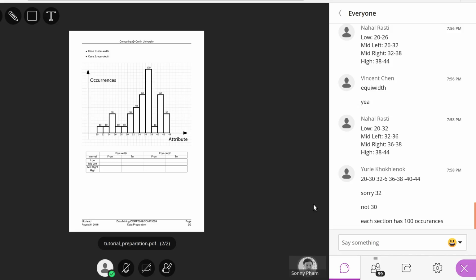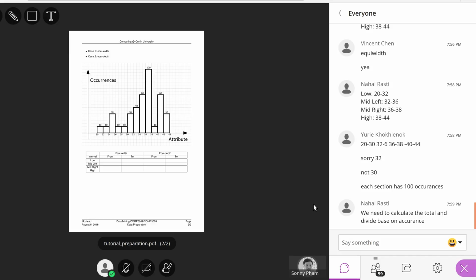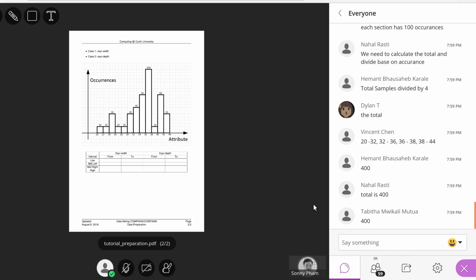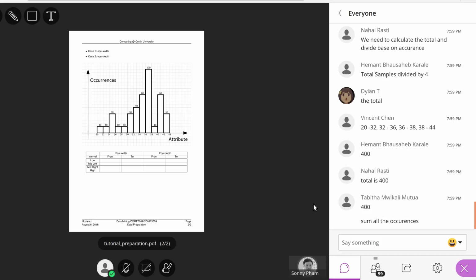Okay, yep, so I can listen. Yeah, so each section has 100 occurrences. How can you find out that each section has 100 occurrences? Based on what reason? Yep, we need to calculate the total, right? So what is the total number of samples that we observe here? 400, right? How did you find out 400? Can you explain to the class? All right. Yep. So that is the information that I'm looking for.